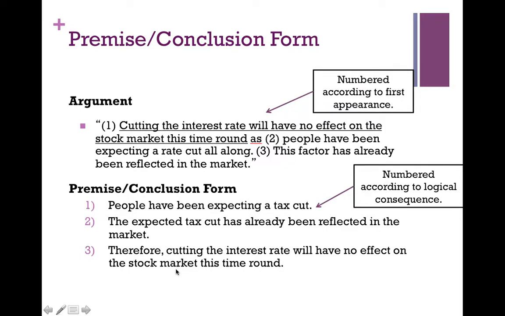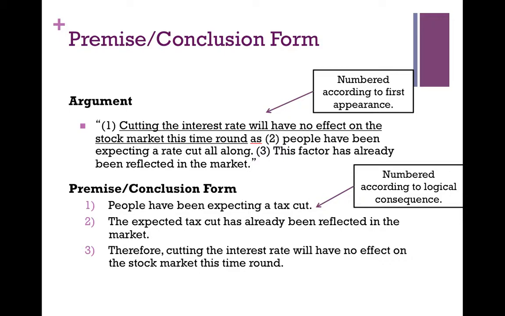Like I said, when we put things into premise-conclusion form, we have to arrange them according to logical sequence. Notice that premise-conclusion form represents information differently than just a diagram. A diagram does tell us some interesting information. A diagram tells us how all the parts are working together, and it tells us this at a glance.